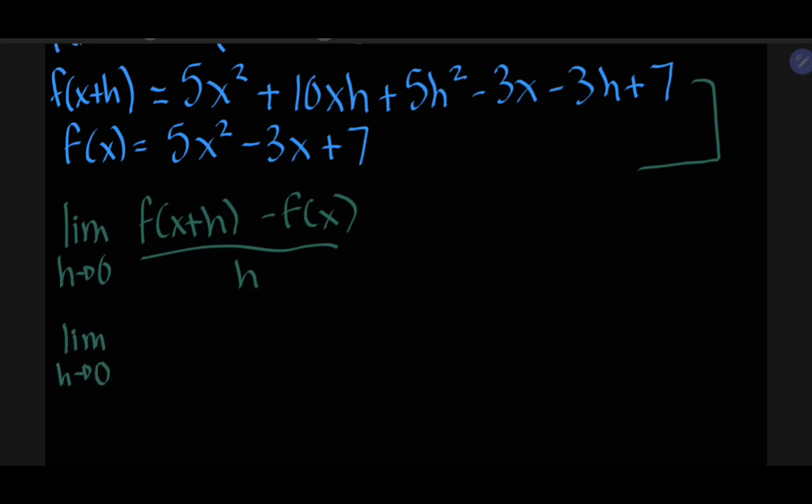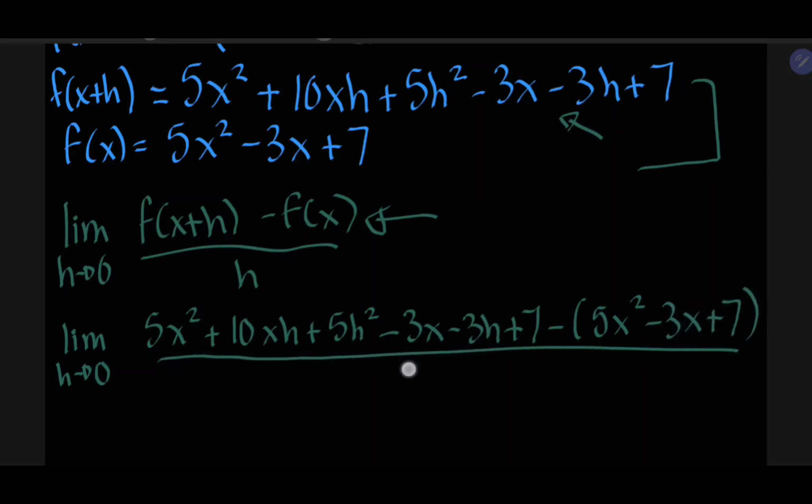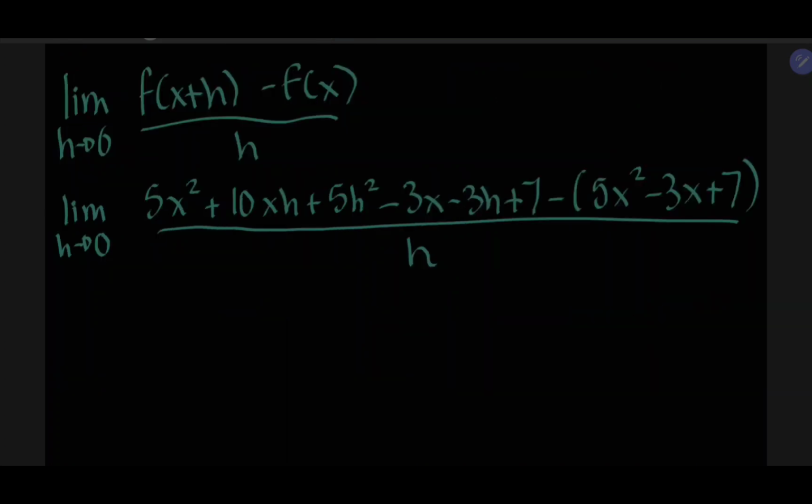Plugging in our function, f of x plus h, we have to write this whole thing. And then we are taking away this function. We have to subtract the entire function, so always put it in parentheses. And then all of this will be over h. Since we've already simplified our f of x plus h, we can now go ahead and carry this negative in here. So carry down your limit.